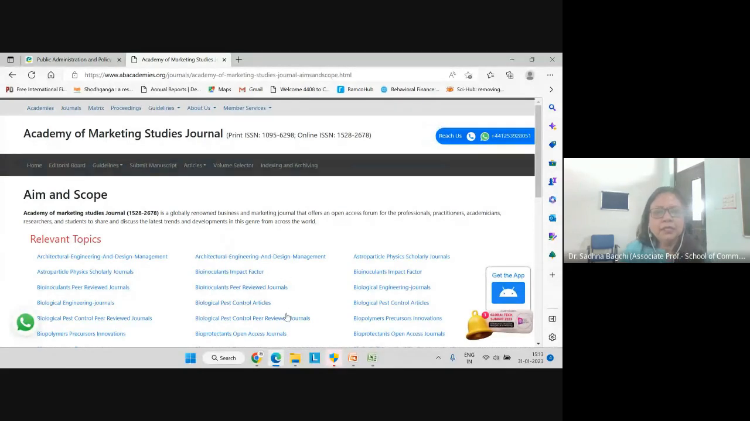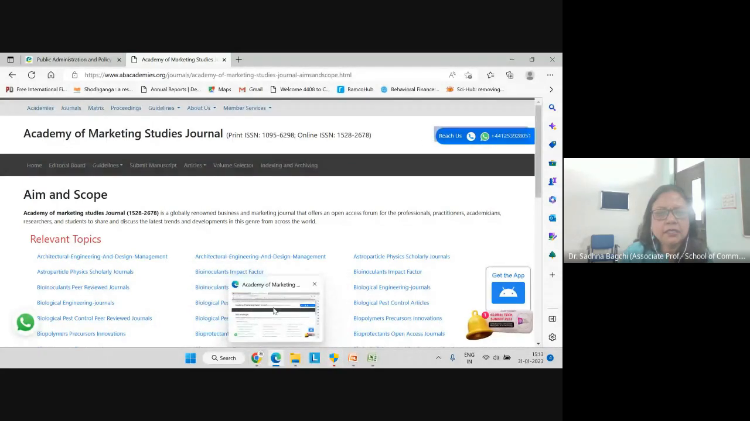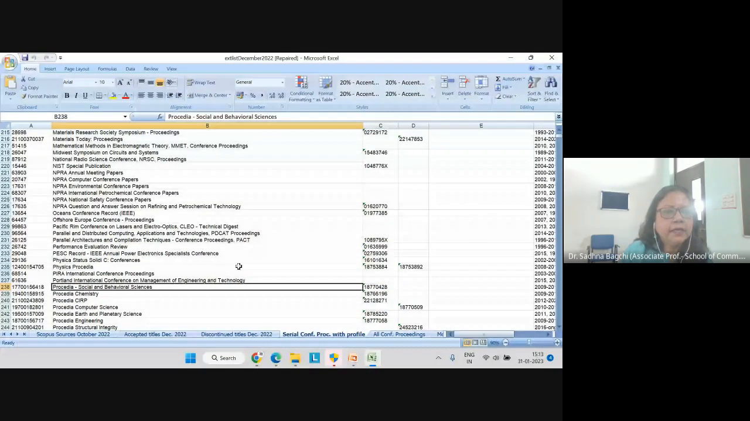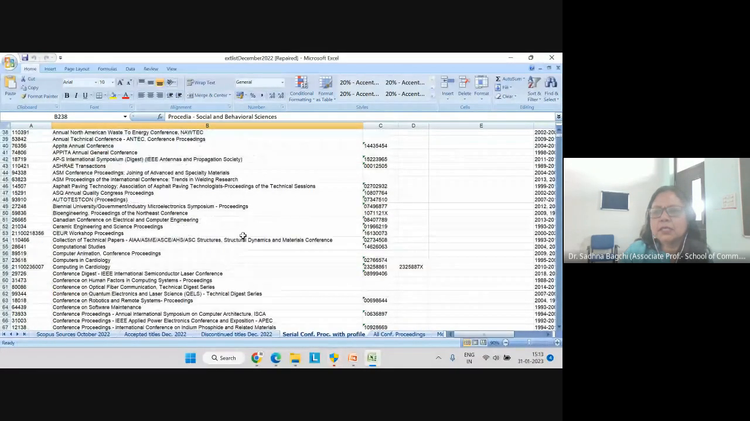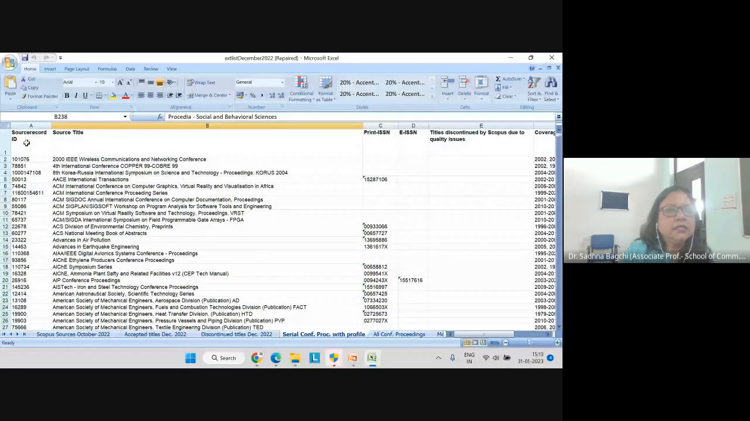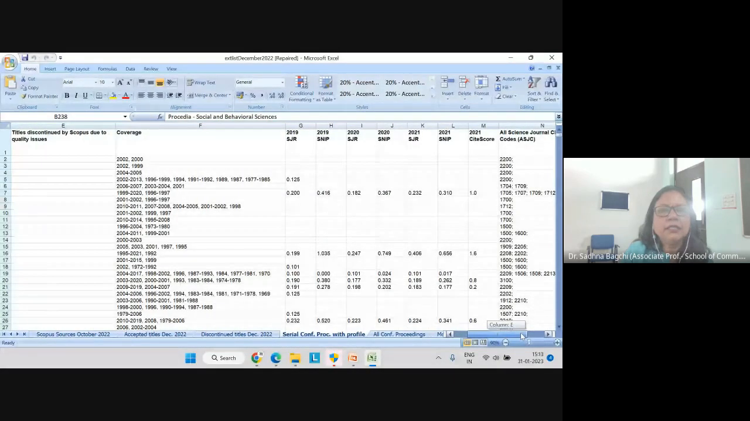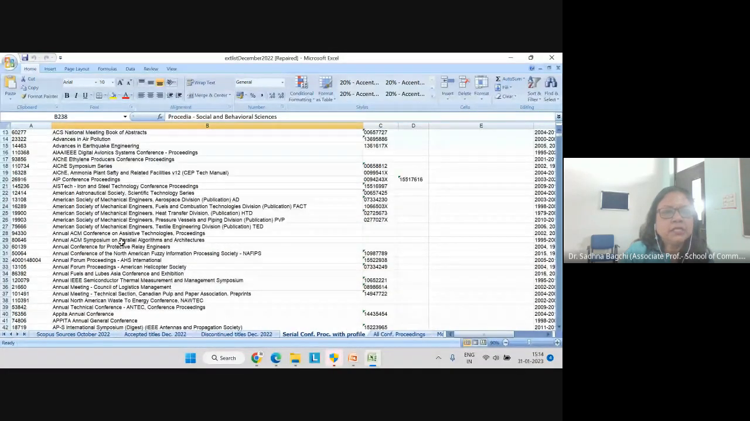That is okay. And now I'm showing the Scopus based journals here. This data you can usually find from the Scopus database. You can see these are the paper source titles, meaning these are journals, and all the data is shown here. This is the Scopus index list.